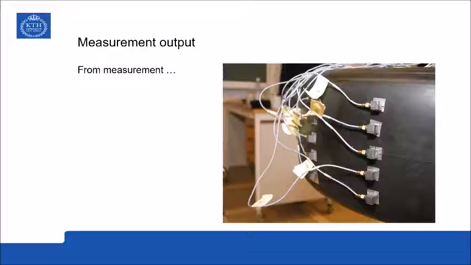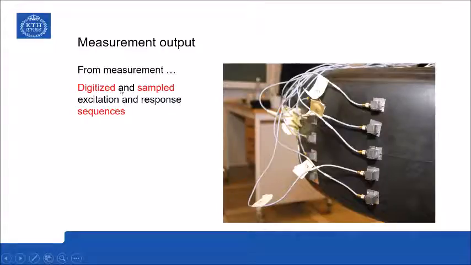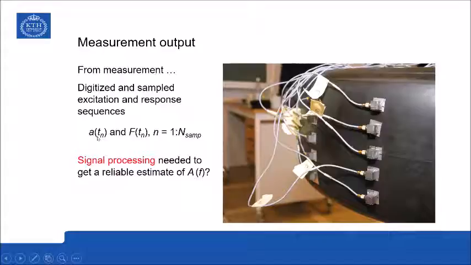Okay, so when we have acquired our measurement data, that means that with our data acquisition system we have digitized and sampled the excitation and response sequences. So we have digitized and sampled acceleration and force signals. Digitized and sampled means that we have vectors with a finite set of signal data. And the question then is, how shall we process these signals in order to get as good a frequency response function as possible? And that is the topic of a following presentation.